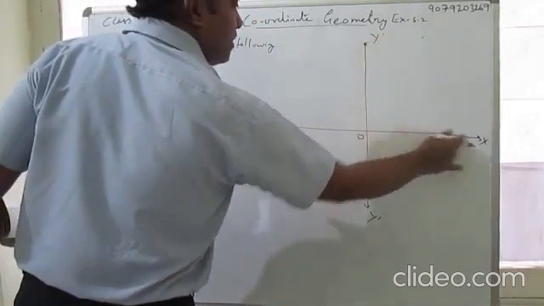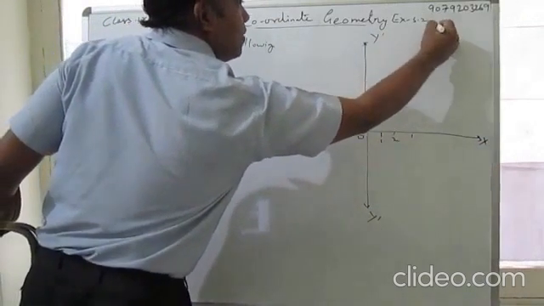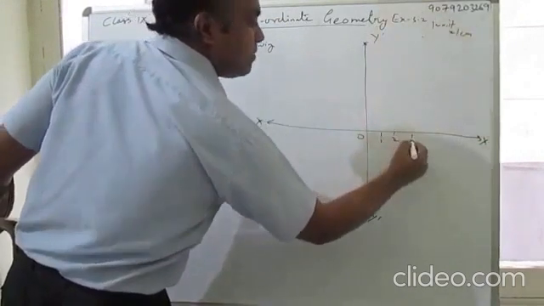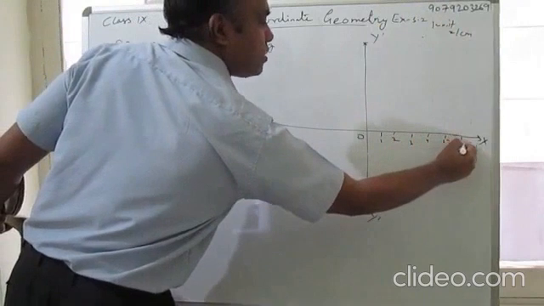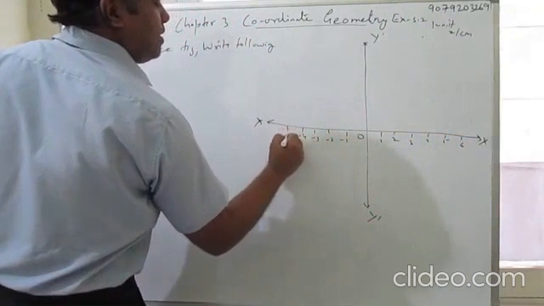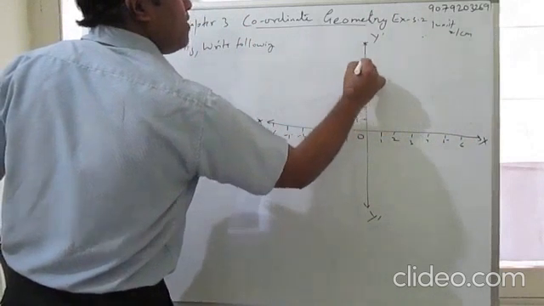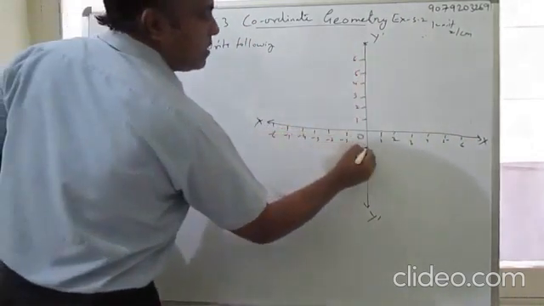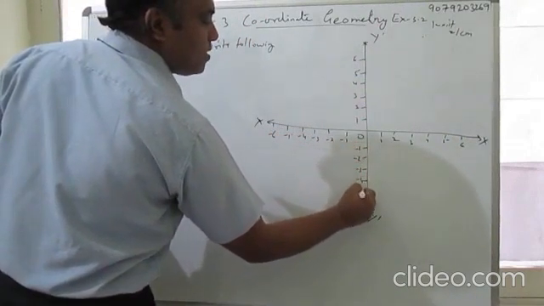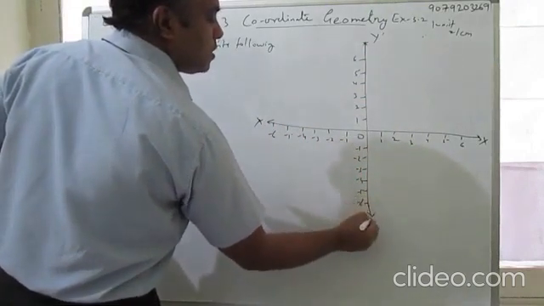Here the points are positive in the OX direction. 1 unit you can take as 1 centimeter. 3, 4, 5, 6. Here minus 1, minus 2, minus 3, minus 4, minus 5, minus 6. Here positive 1, 2, 3, 4, 5 and 6, at 1 centimeter distance. Here on OY dash it is negative -1, -2, -3, -4, -5 and -6.